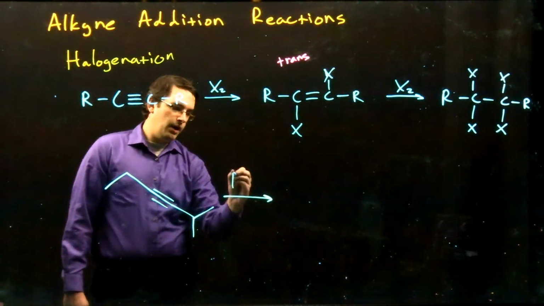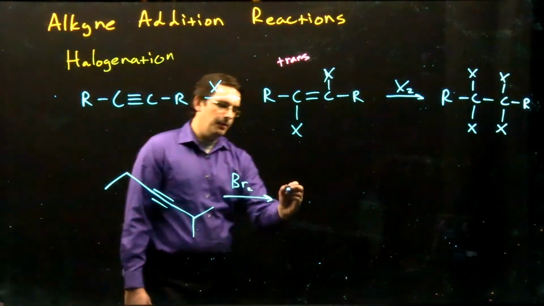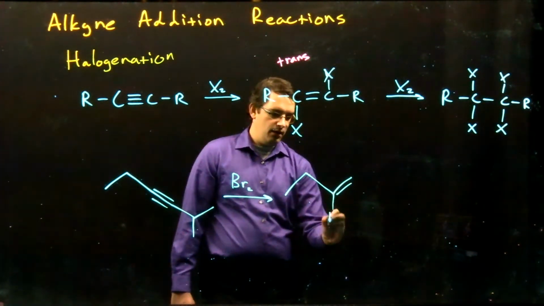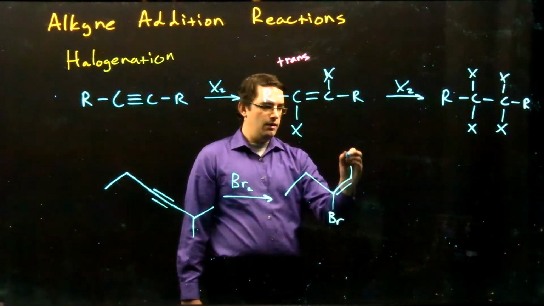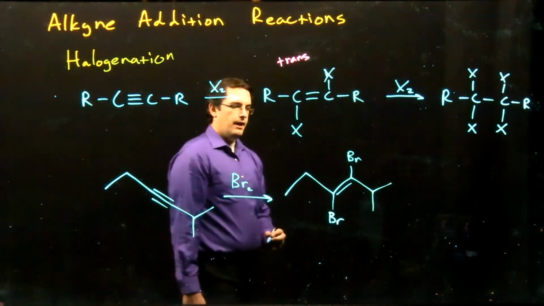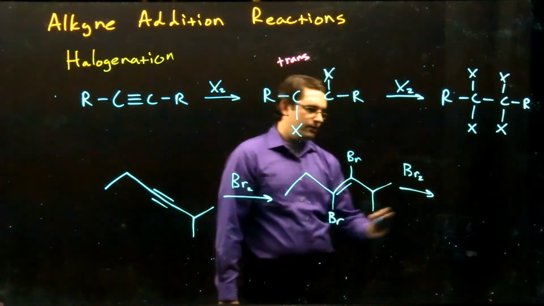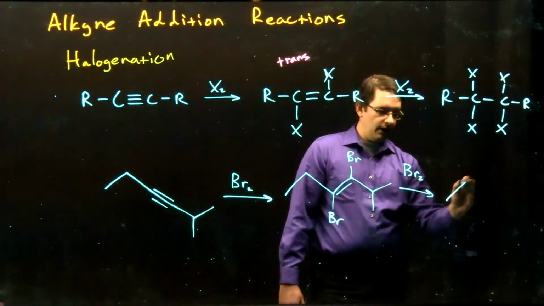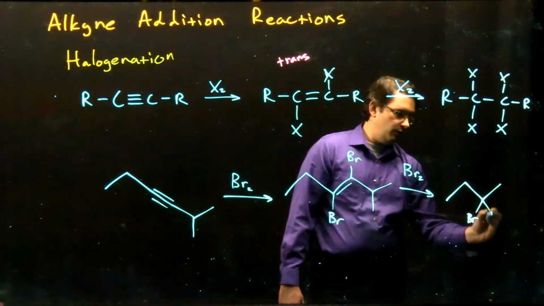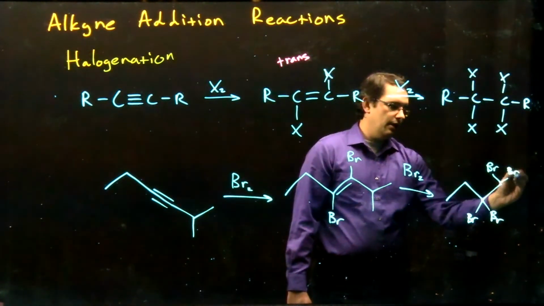So we'll react it with diatomic bromine. Our bromine will add on to that double bond. We get our initial product, our trans isomer with our bromines added on either side. And then if we add more bromine, we can get that tetrahaloalkene product with our 4 bromines added on to our alkane chain.